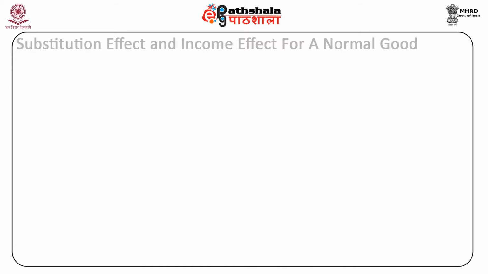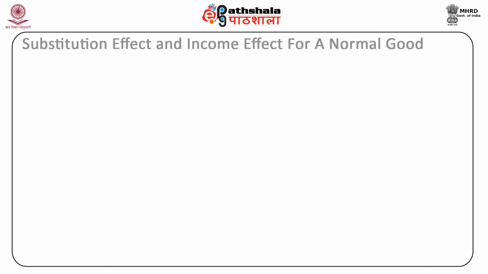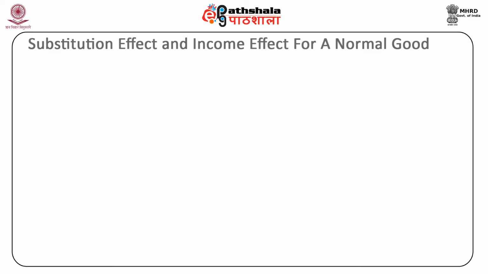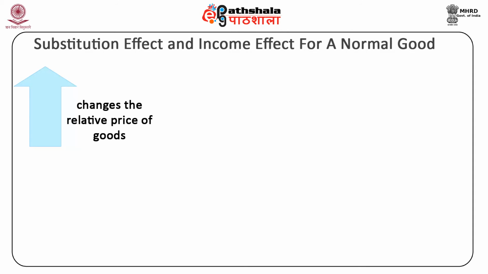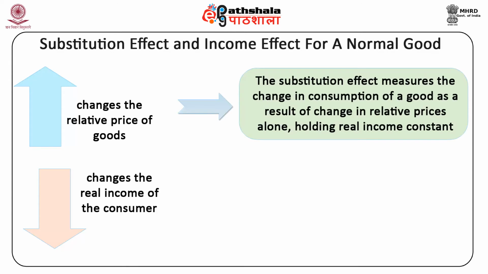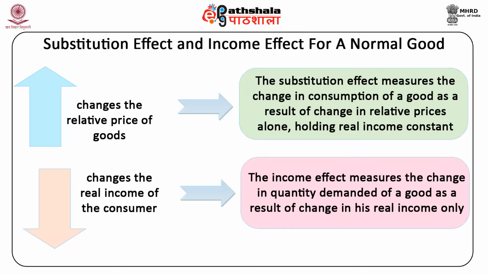This total effect of a price change can be separated into two components called the substitution effect and the income effect. These arise owing to the fact that a change in the price of a good, ceteris paribus, has two effects. It changes the relative price of goods and it also changes the real income of the consumer. The substitution effect measures the change in consumption of a good as a result of change in relative prices alone, holding real income constant. On the other hand, the income effect measures the change in quantity demanded of a good as a result of change in his real income only.